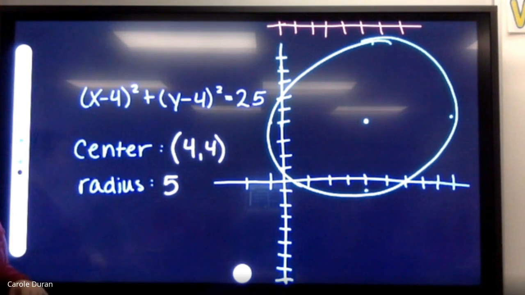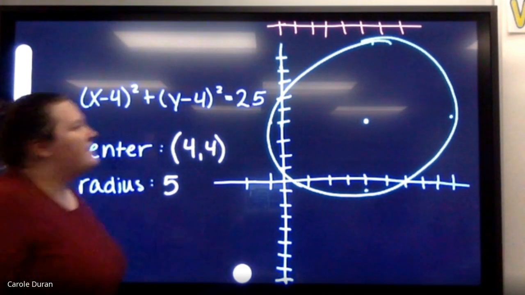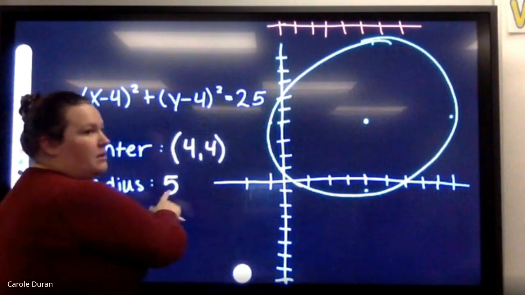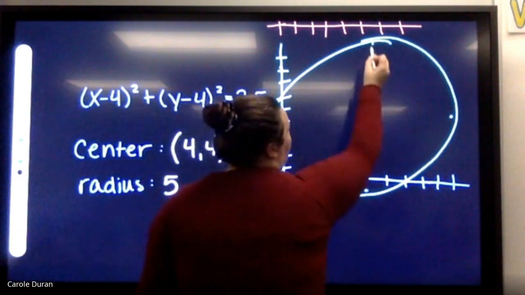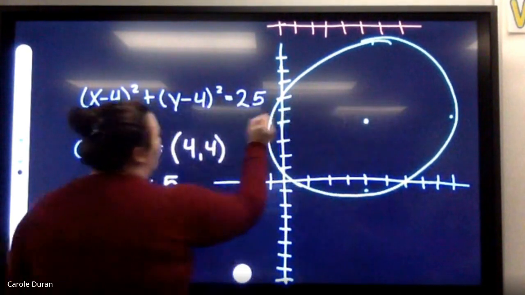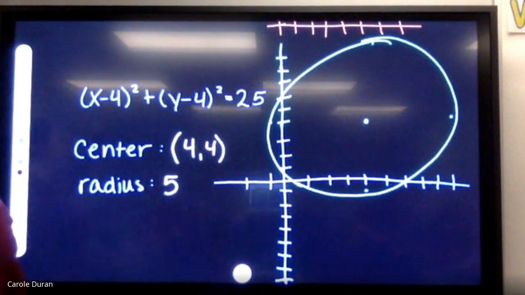So from the center, I count 5 in each direction because that was what my radius was. So I counted up 5 and put a dot. I counted right 5 and put a dot. I counted down 5 and put a dot. And I counted left 5 and put a dot. And then that's theoretically what my circle should go through.